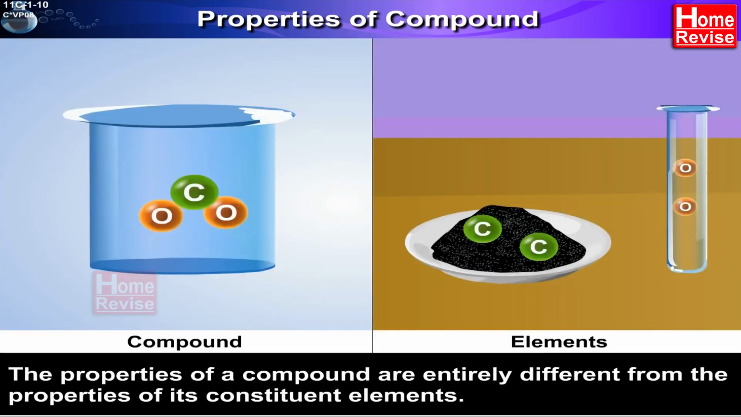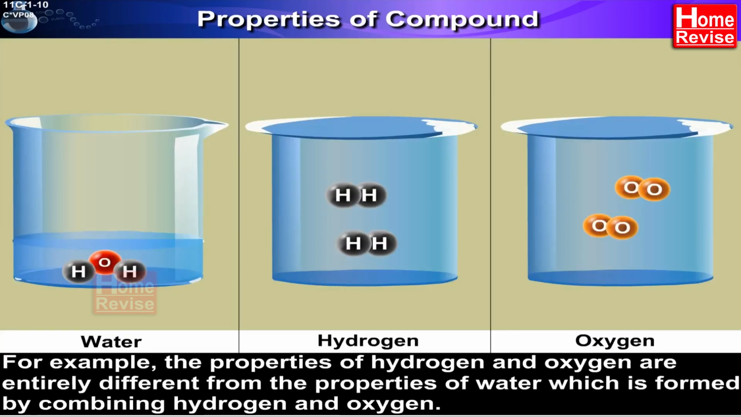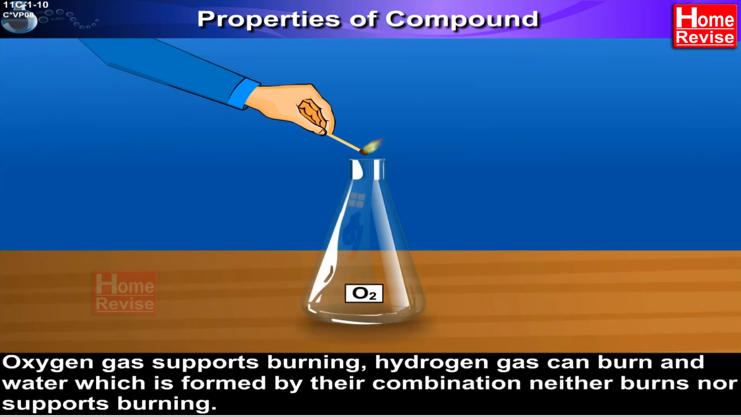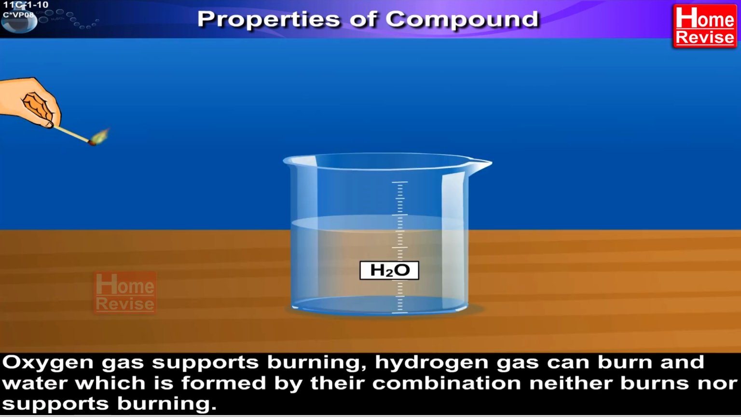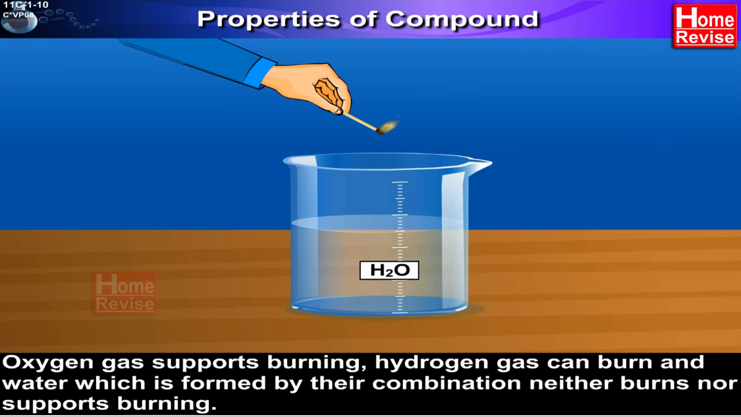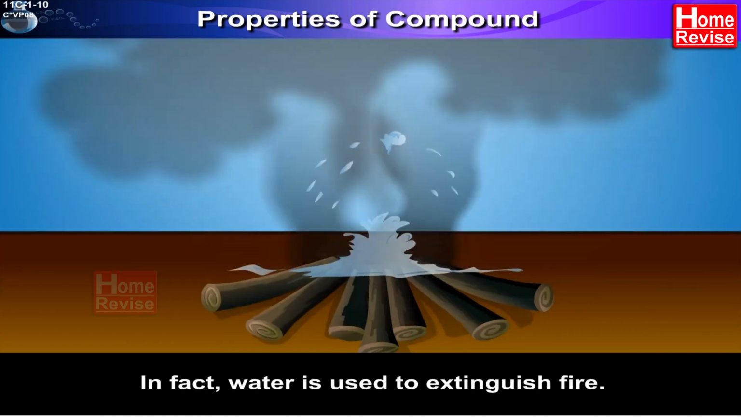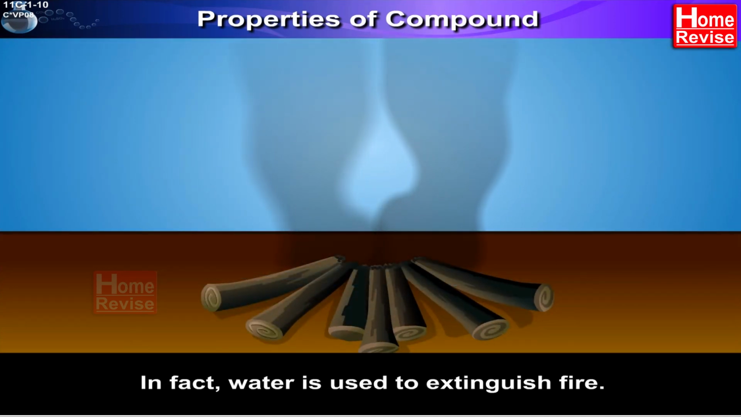The properties of a compound are entirely different from the properties of its constituent elements. For example, the properties of hydrogen and oxygen are entirely different from the properties of water, which is formed by combining hydrogen and oxygen. Oxygen gas supports burning, hydrogen gas can burn, and water, which is formed by their combination, neither burns nor supports burning. In fact, water is used to extinguish fire. Isn't that amazing?